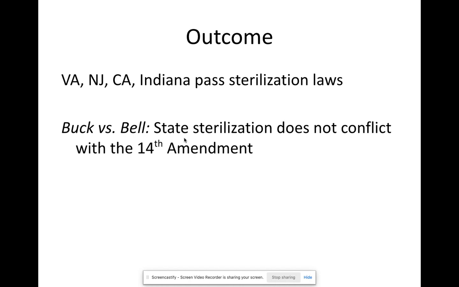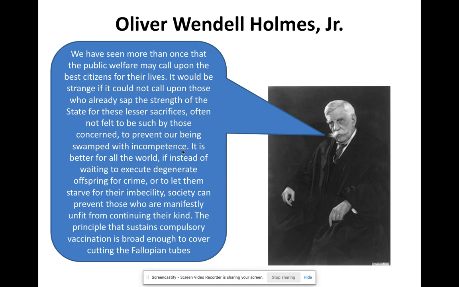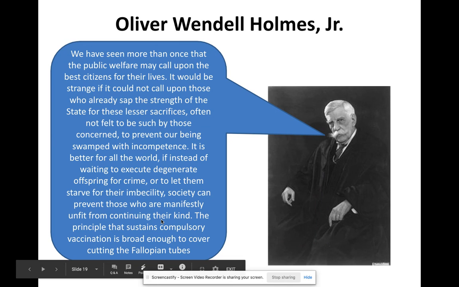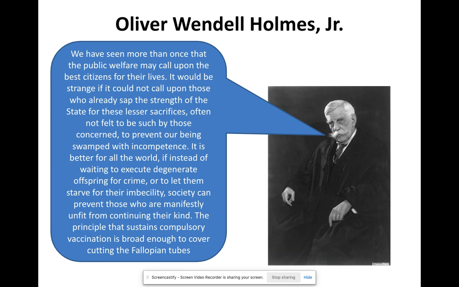We already addressed the Buck versus Bell case, and in the Buck versus Bell case, the courts are trying to make a determination about whether or not the state can sterilize somebody. And they pretty much say right here, society can prevent those who are unfit from continuing their kind. And so what they're arguing here is that it is not a violation of one's rights, that sterilization by the state can take place in the U.S.